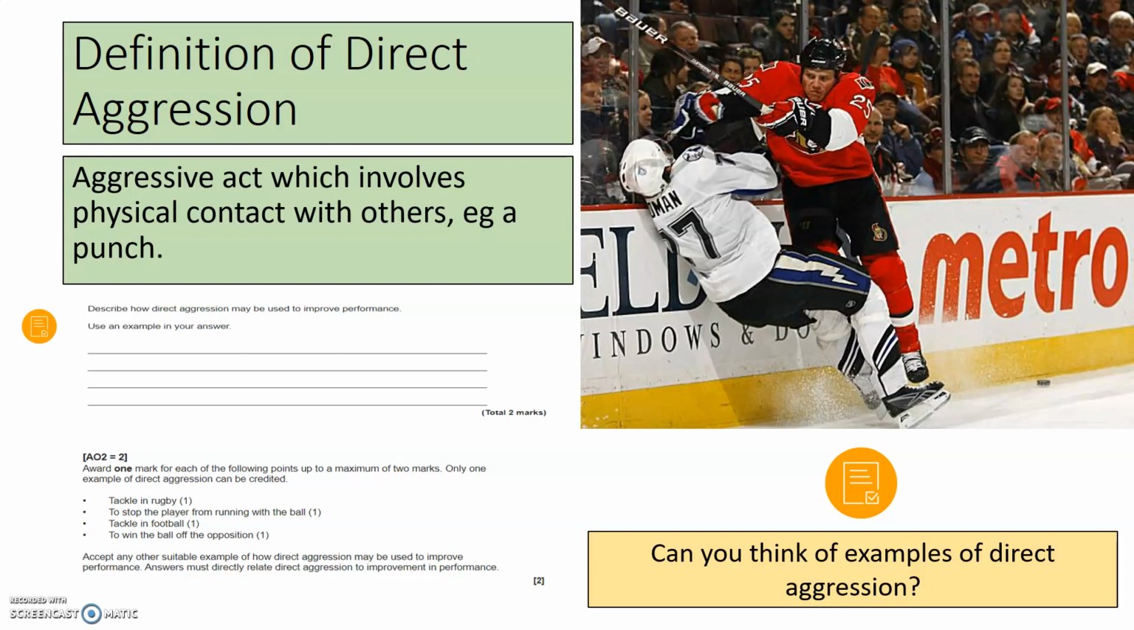Same way we could have mentioned football, another invasive sport. If we tackle in football, we try and win the ball back from our opponent. Any of those examples, or any other similar examples, would have got you the mark.